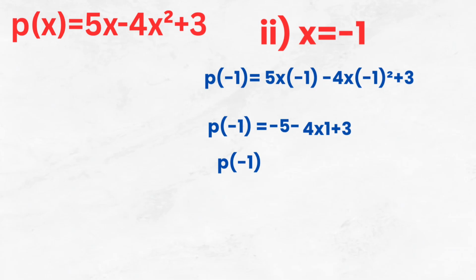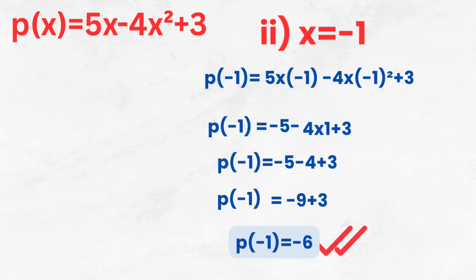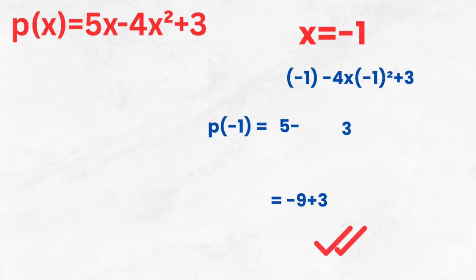Now p minus 1 equals to minus 5 minus 4 plus 3. Then p minus 1 equals to minus 5 minus 4 becomes minus 9 plus 3. Now p minus 1 will be equals to minus 9 plus 3 will become minus 6. So the value of p minus 1 is minus 6.